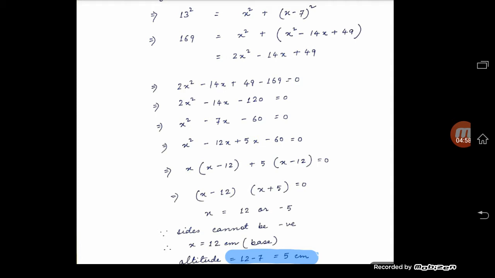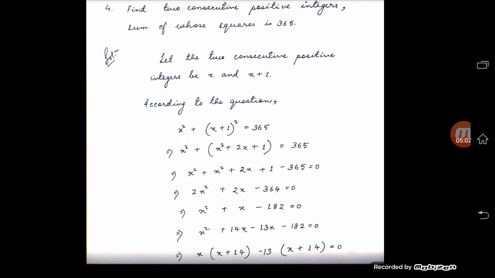So now let us proceed to the next question. What does the next question say? The question says that we have to find two consecutive positive integers, the sum of whose squares is 365. So it is a word problem. Now we have to find two consecutive positive integers.